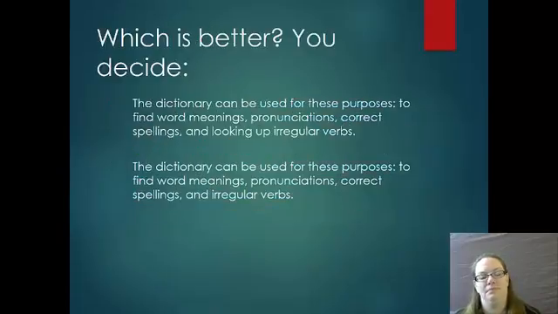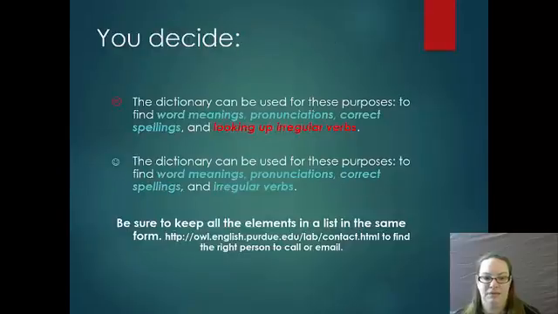Okay. Here's another example. The dictionary can be used for these purposes: to find word meanings, pronunciations, correct spellings, and look up irregular verbs. The dictionary can be used for these purposes: to find word meanings, pronunciations, correct spellings, and irregular verbs. Okay, yes, I am an Oxford comma user, which is when you put a comma at the very last thing before the and. So again, if you do a search for and, then you would be able to look at the things that are on both sides of the and. So in this case, we're not coordinating clauses, but we've made a list. If we take a look at these, then the first one you can see is not parallel, but the second one is.